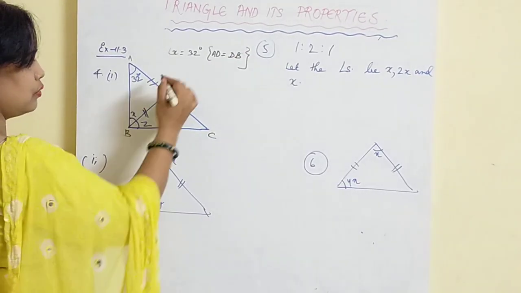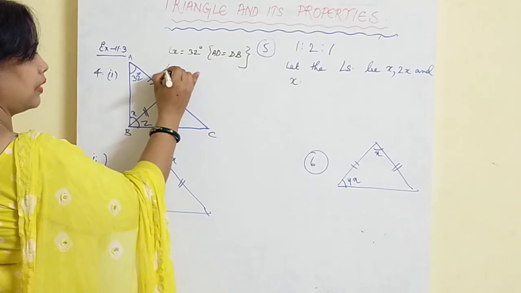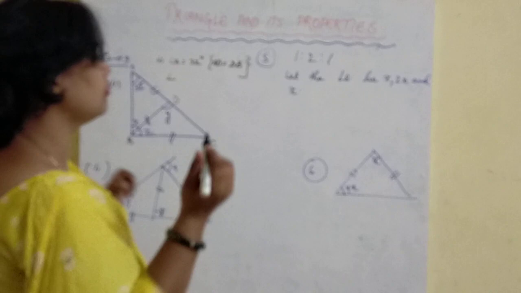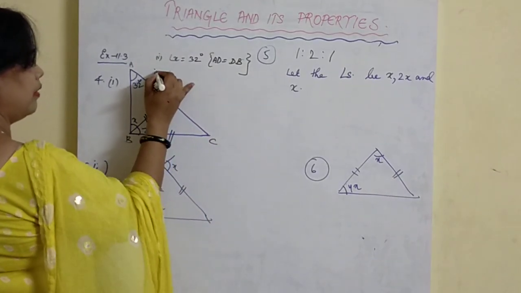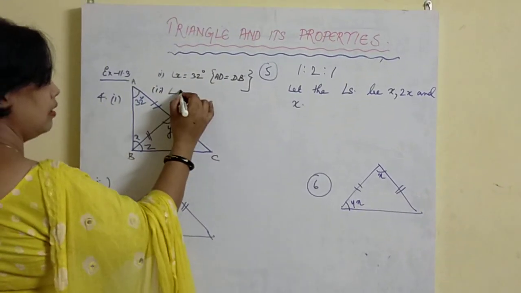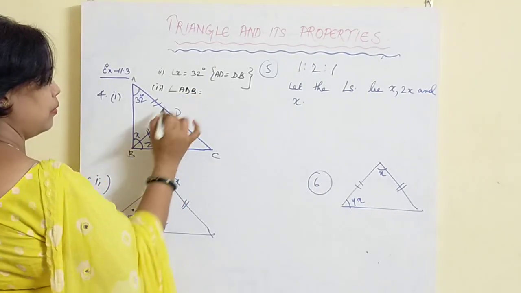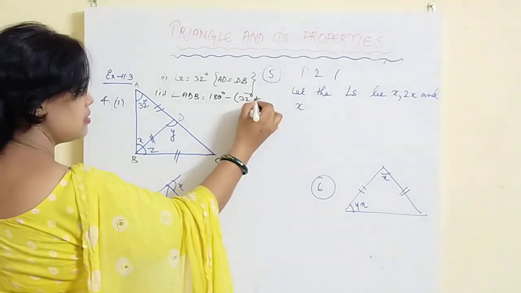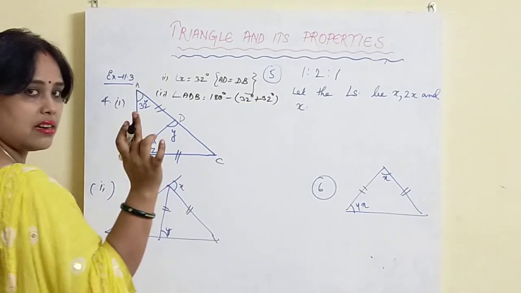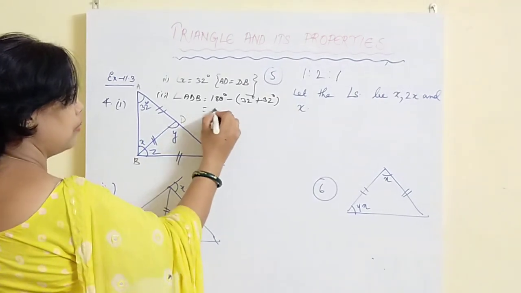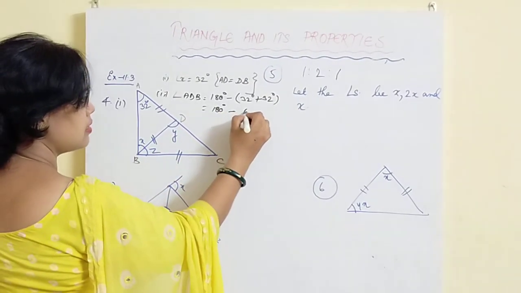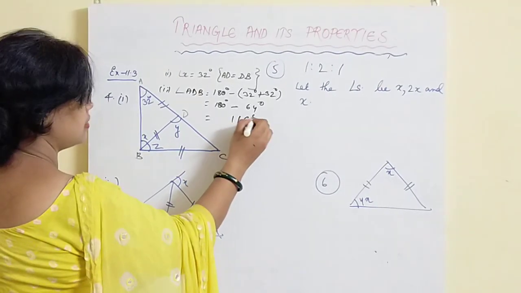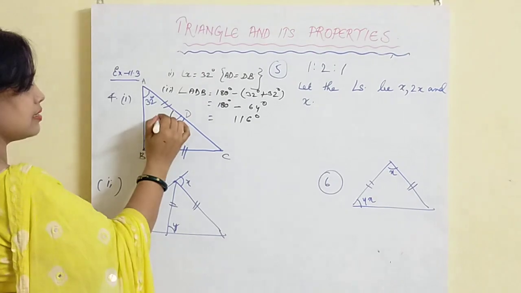So if this is 32, then this particular angle we will write 1, and number 2 we will write angle ADB is equal to 180 degree minus 32 degree plus 32 degree. Sum of all angles in a triangle is equal to 180 degree. 180 minus 64, 116 degree. So this angle we have got 116 degree.